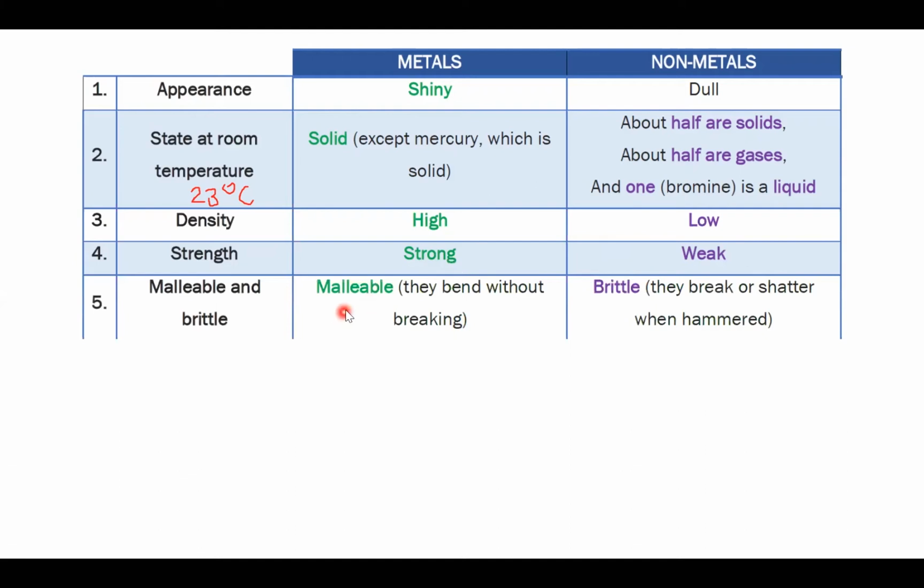Metals are malleable, which is just a word that means they can bend without breaking. So malleable means that you can bend them, so you can bend metal. While non-metals are brittle, so that means if you try to bend non-metals, they will break. For example, glass is a non-metal, so if you try to bend glass, the glass will break.